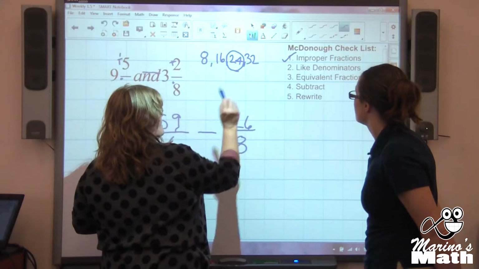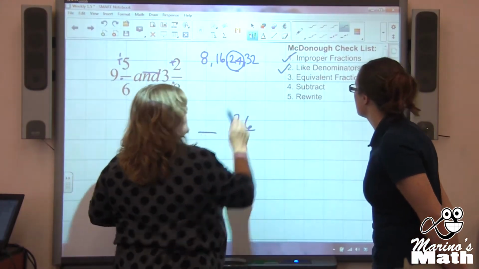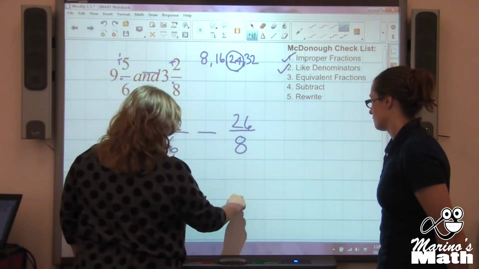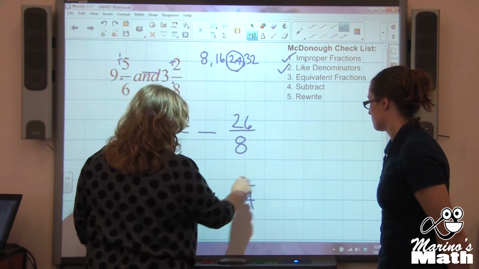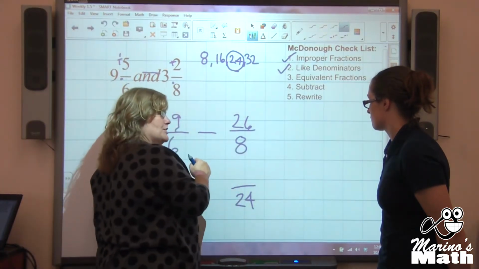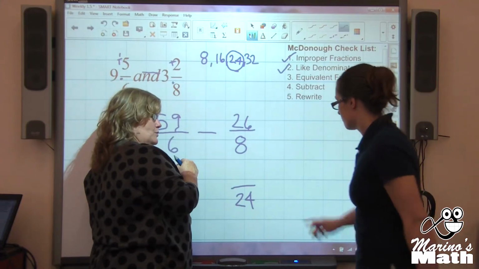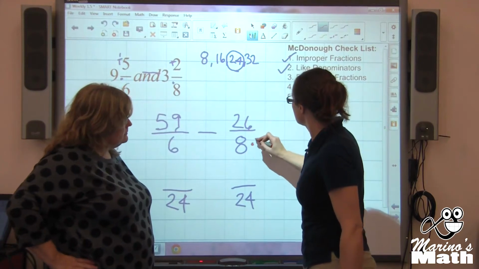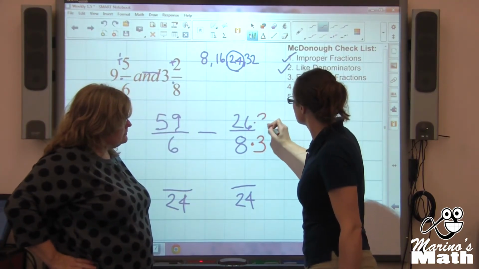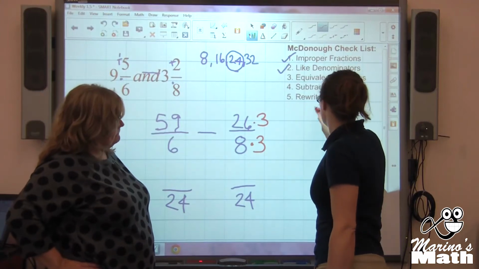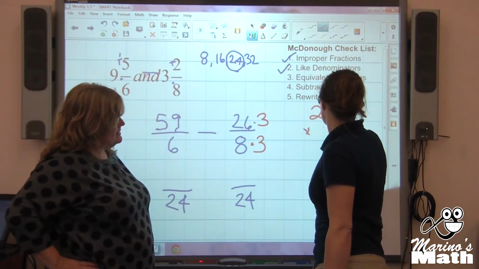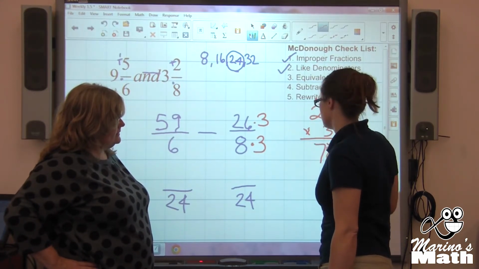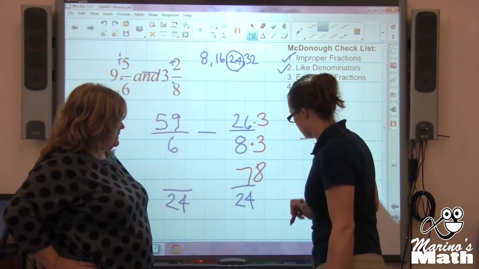Now we can check that off. We found our like denominator. It is 24. So I'm going to put the 24s down here to remind us that that's what we're headed for. So how are we going to get this fraction to have a denominator of 24? Because we counted 3 times, I'm going to multiply my denominator and my numerator times 3. 78 over 24.